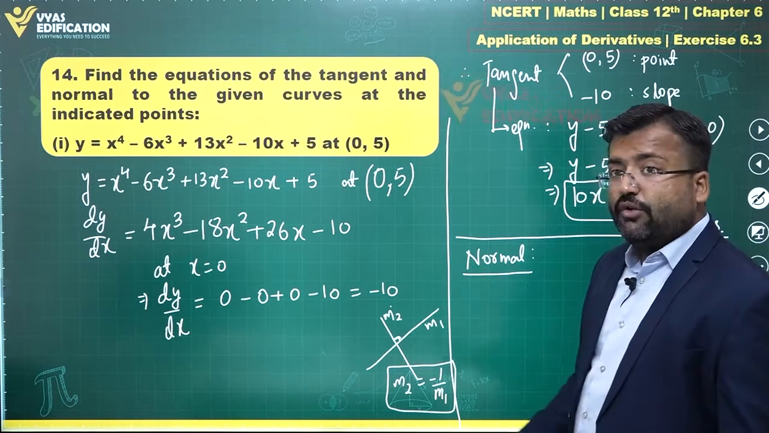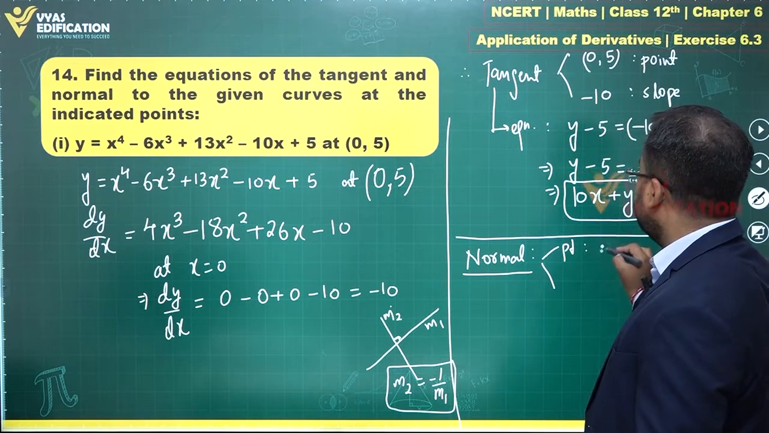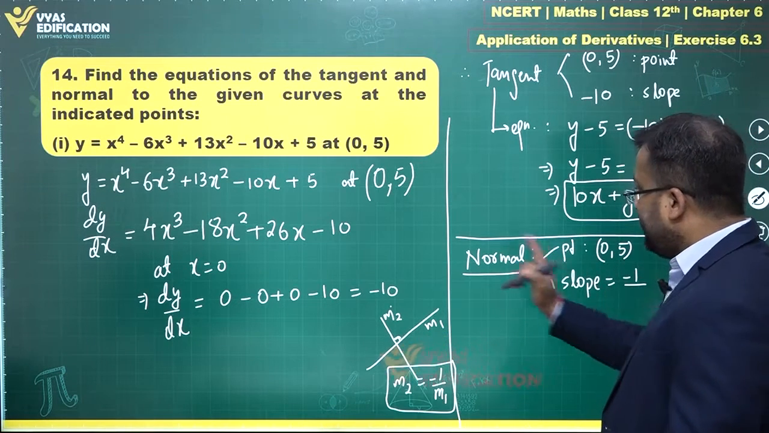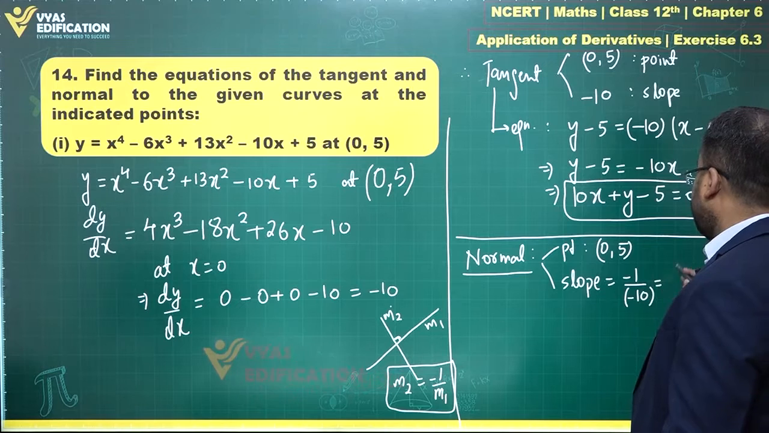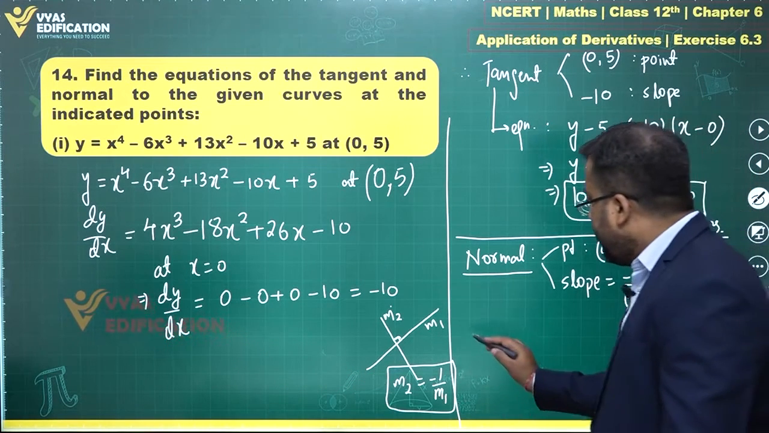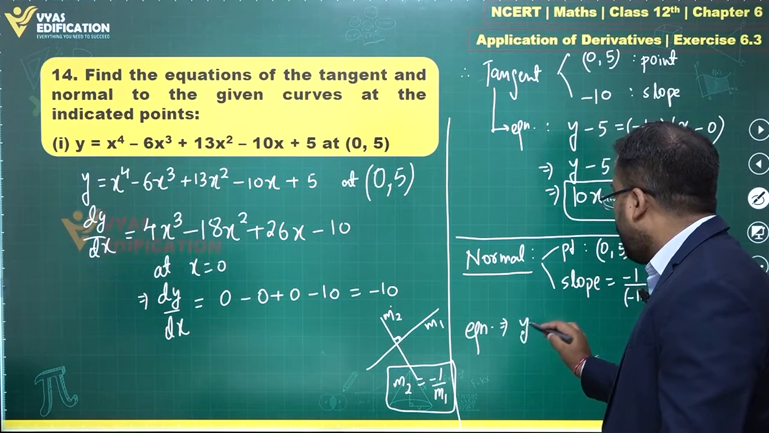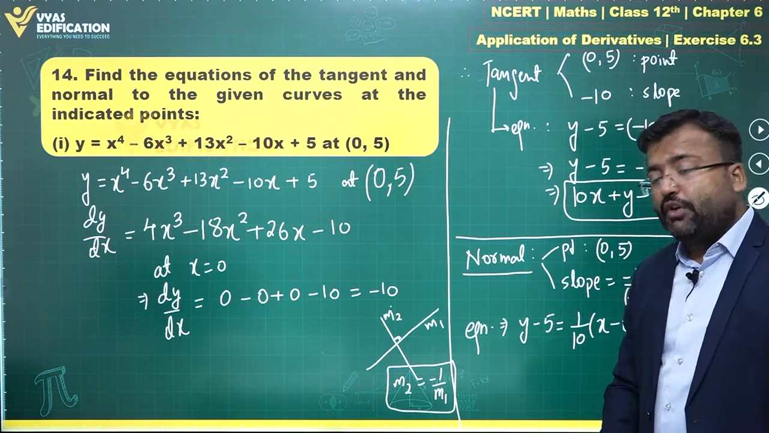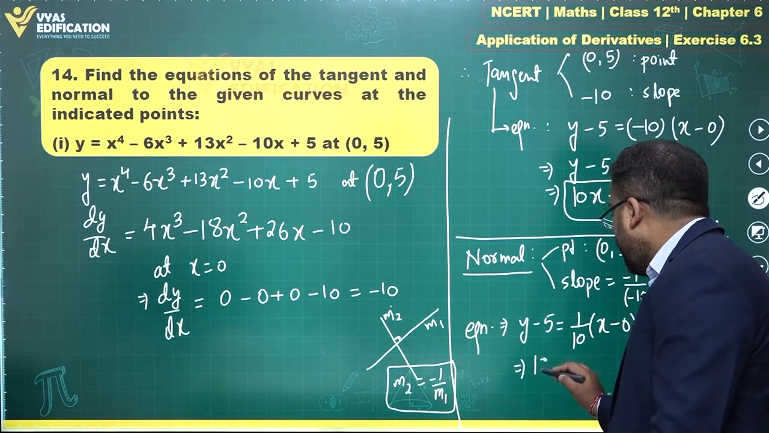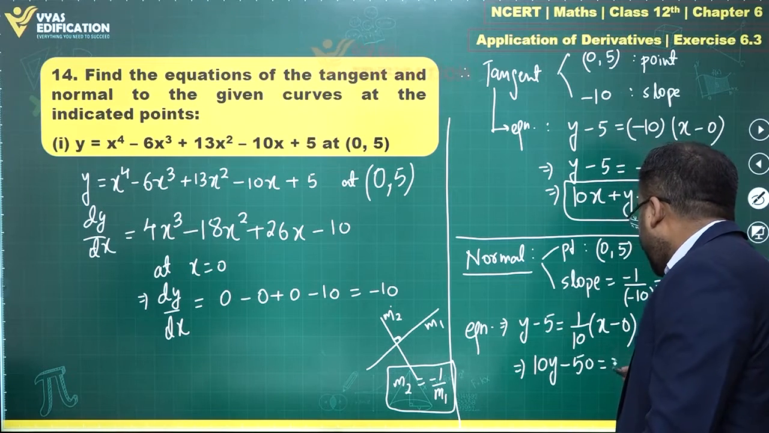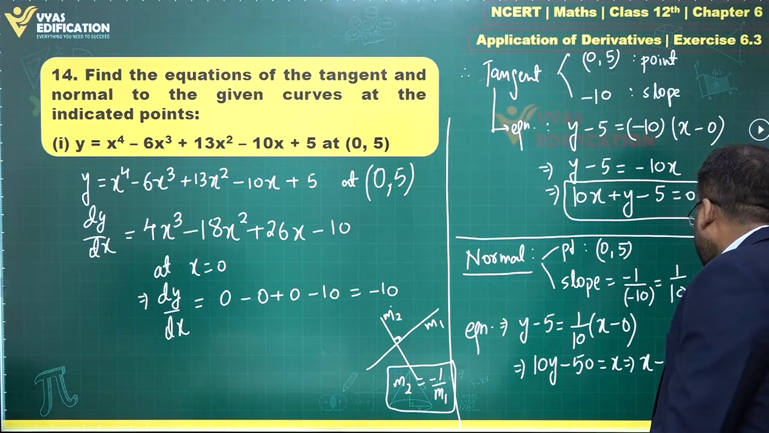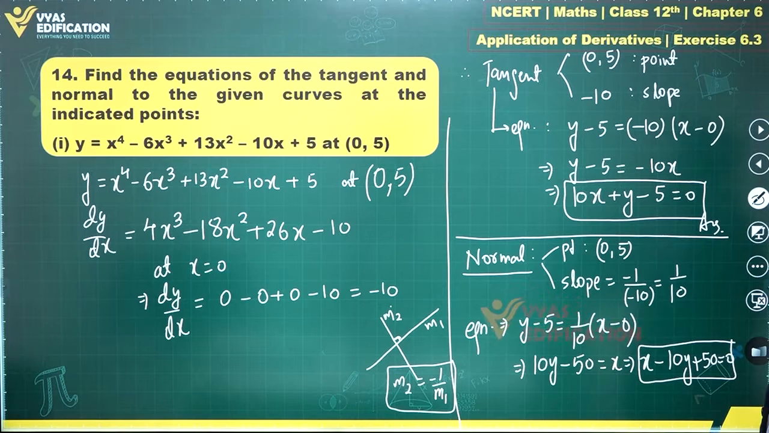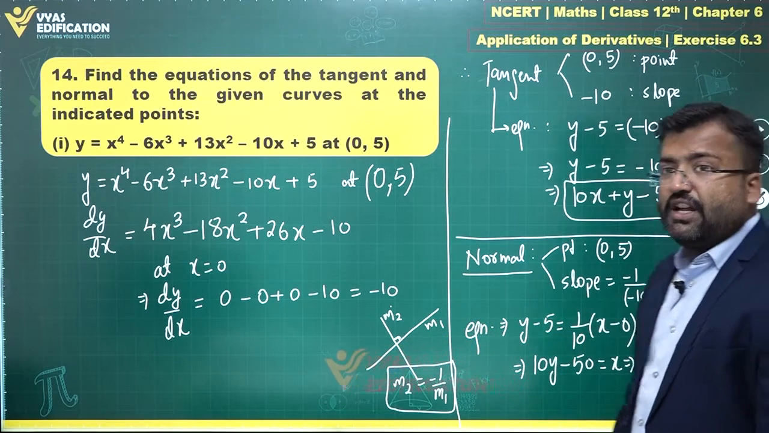For the normal, what do I know? I know the point. This is the same point, (0, 5). And I know the slope. The slope is minus 1 upon that slope, which is minus 10. What does that give me? 1 upon 10. This is the slope. The equation will therefore be obtained very easily. y minus 5 is equal to the slope times x minus 0. And this will give me 10y minus 50 is equal to x, or that tells me x minus 10y plus 50 is equal to 0. That's the equation of the normal that you require for this question, and that's all in this question.